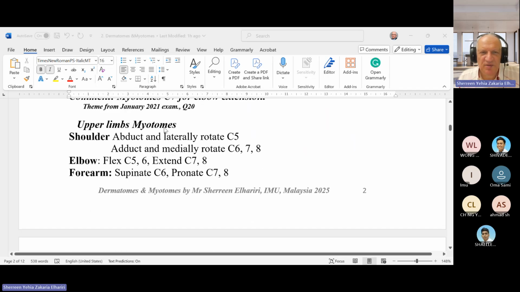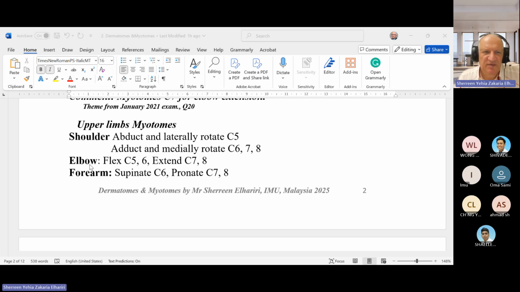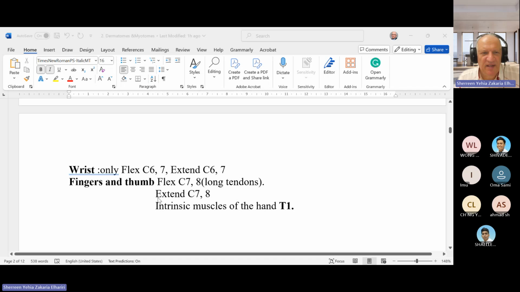Of course, we have something called the myotome, which may be difficult to understand, but you just need to know that at the shoulder, for example, abduction and lateral rotation are C5, adduction and medial rotation C6, 7, 8. Flexion of the elbow is C5, extension 7 and 8, forearm supination is C6, pronation C7 and 8. Sometimes it may be difficult to remember all these numbers, so it is better to stick to dermatomes.